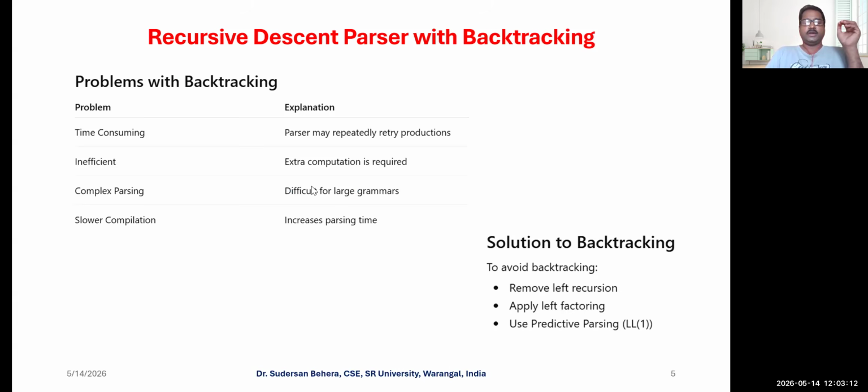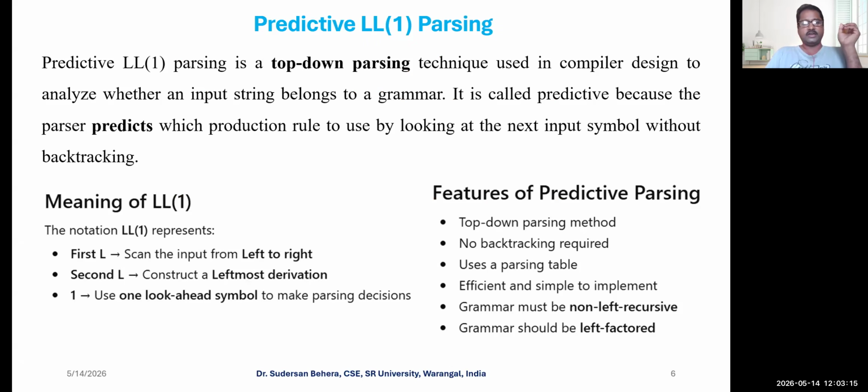Now read what is the top-down predictive parser. The top-down predictive parser is also known as LL1 parsing, a parsing technique which is used in compiler design to analyze whether an input string belongs to a grammar. It also performs leftmost derivation to derive the string, and it checks what string is there in the input buffer and what string is the output of the derivation. If both of them match, then the string is grammatically correct. Otherwise, the string is syntactically ill.